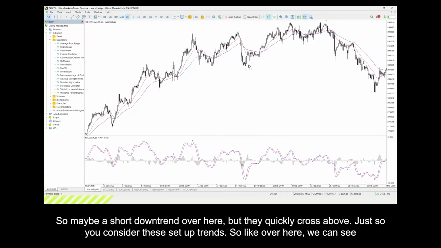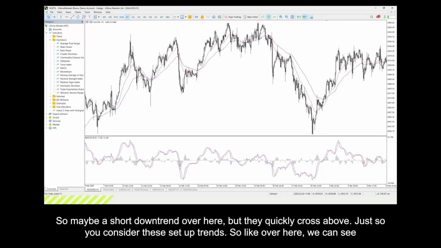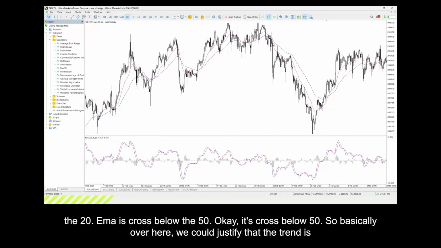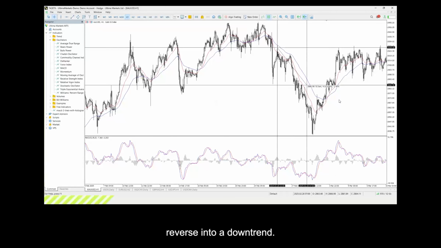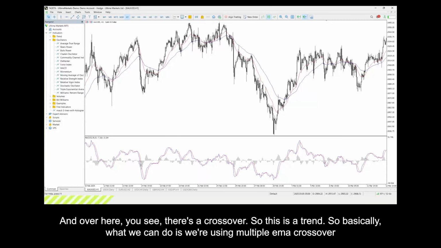Okay, so you consider this as an uptrend. Over here, we can see the 20 EMA has crossed below the 50. Okay, it's crossed below 50. So basically over here, we could justify that the trend has reversed into a downtrend. And over here, you see there's a crossover. Okay, so this is an uptrend.